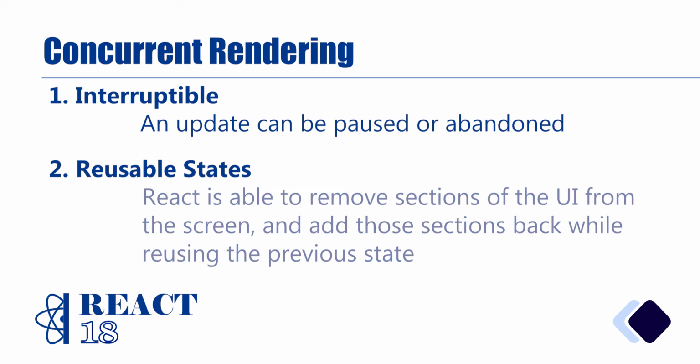Another important thing about concurrent rendering is reusable states. Concurrency makes it possible for React to remove sections of the user interface, as in the UI, from the screen and add those sections back later while reusing the previous state. An example is when a user navigates to a new page, the old page will be stored. So when the user comes back to the old page, the user will meet the old page as it was.